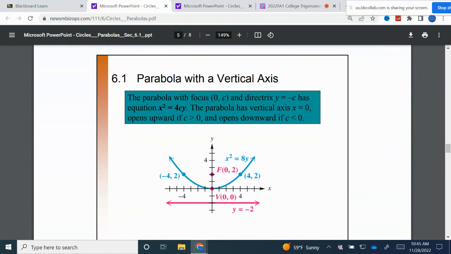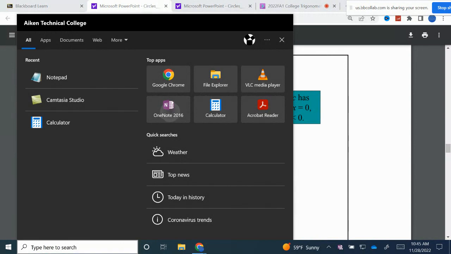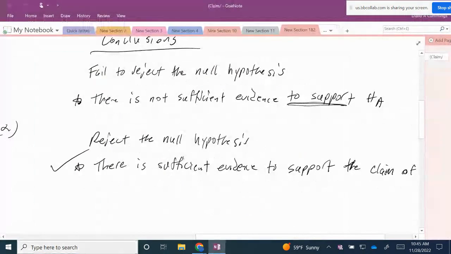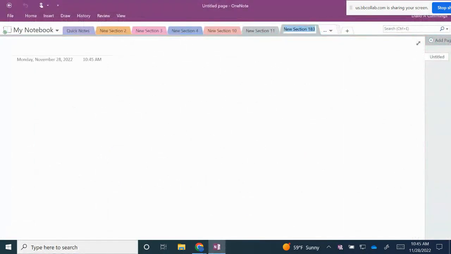Now I'm actually going to just pull up OneNote here. Okay, I'm just going to rewrite the formulas, and I'm going to use the variable P instead of the variable C. So now this is the basic setup for a parabola.